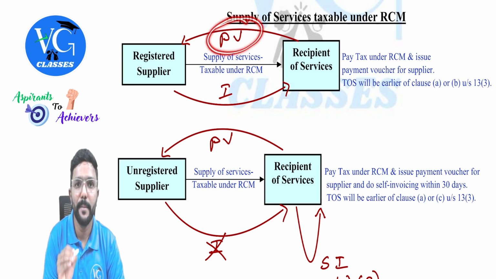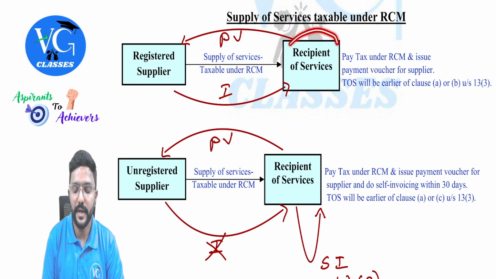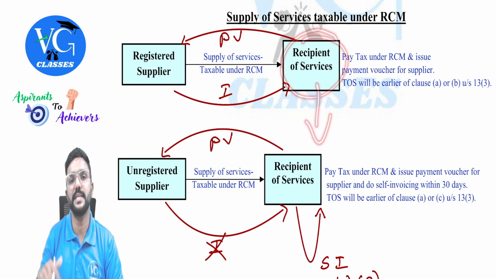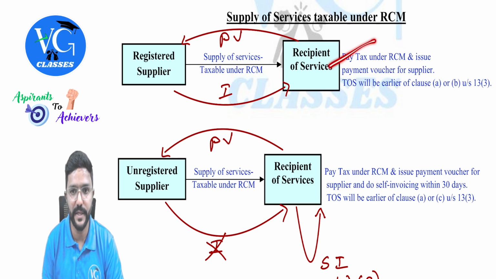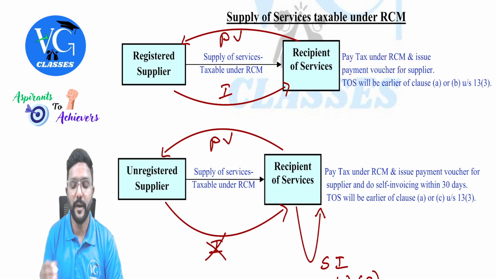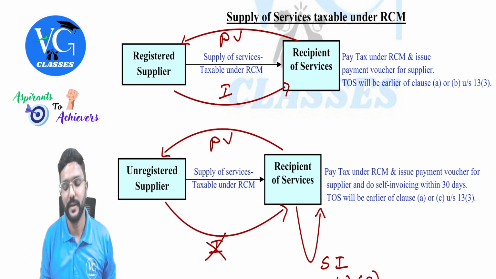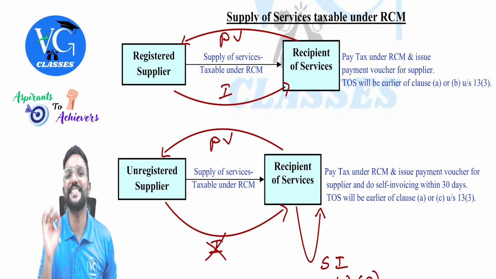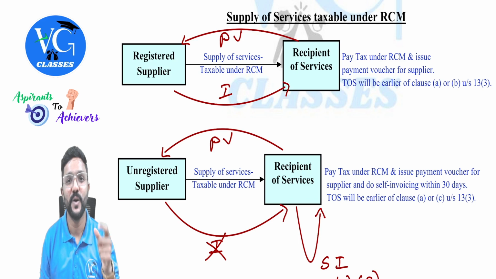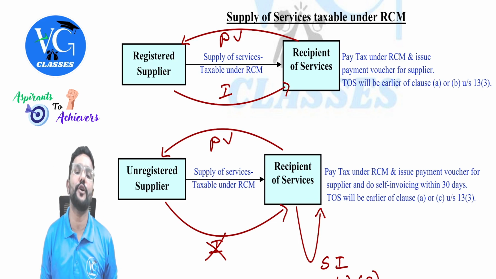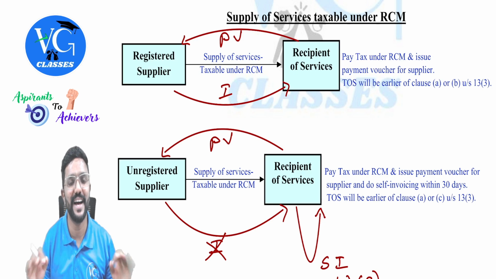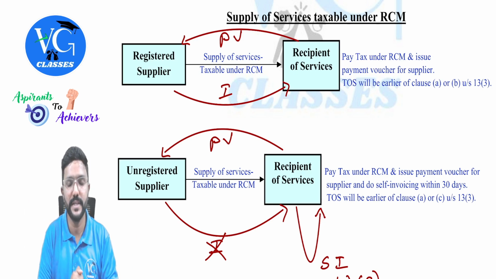He will issue what document? Payment voucher. And recipient of services himself will pay the GST to the government. You can see here, I have mentioned: pay tax under RCM and issue payment voucher for the supplier. And for recipient of services to pay GST to the department, what is the time of supply? Clause A or clause B, whichever is earlier. That is date of payment or 61st day from the date of issue of invoice, whichever is earlier. Got it? Yes. And how to count that 61st day also I will tell you, don't worry.